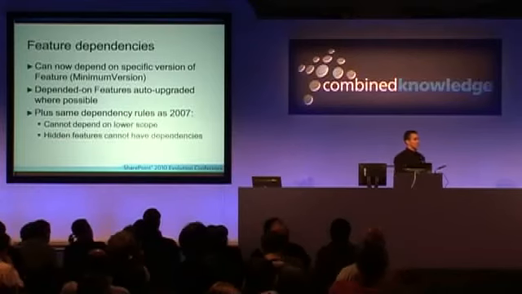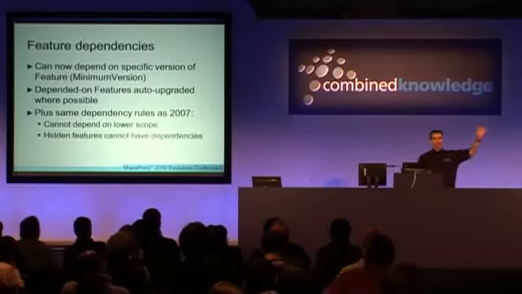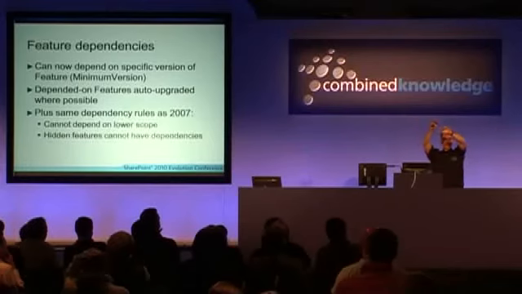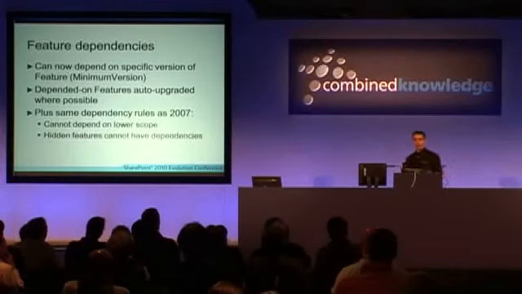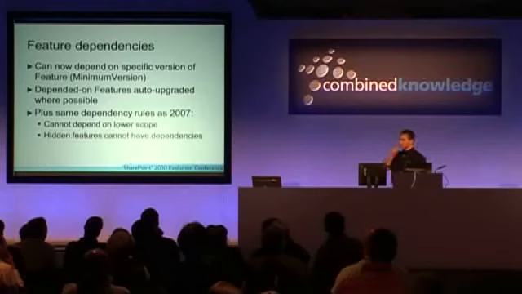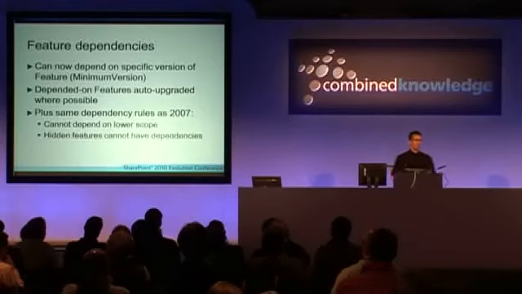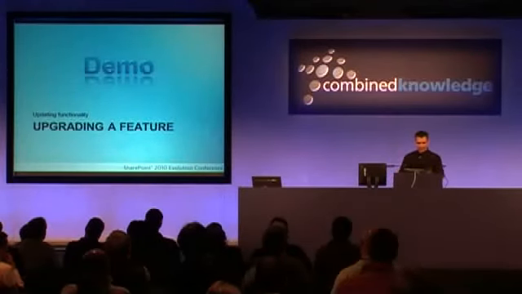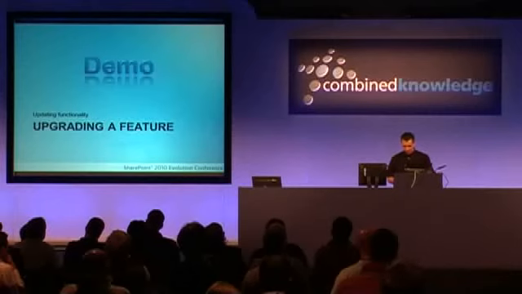Something to know about upgrading features is that if we've got feature A that depends on feature B, and we upgrade feature A and feature B also needs upgrade, that will be automatically upgraded if it's at the same scope and it also needs upgrade. And we've also got the same dependency rules as 2007, so you can't depend on a lower scope and hidden features can't have dependencies. Okay, so let's take a look at upgrading a feature.